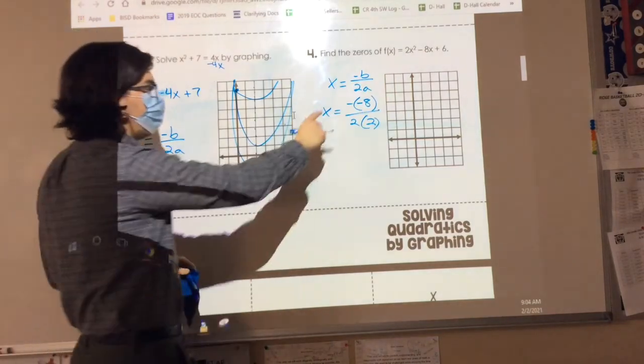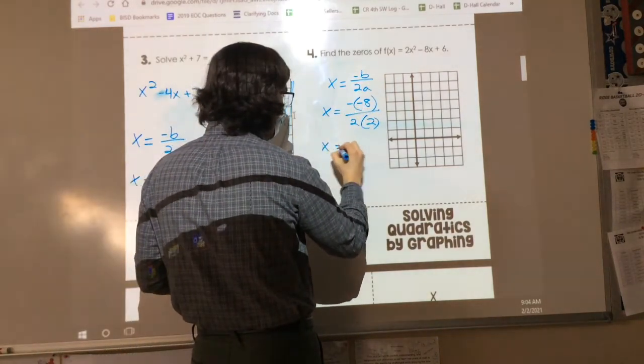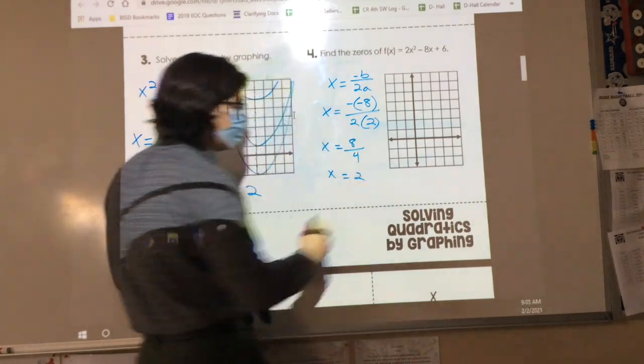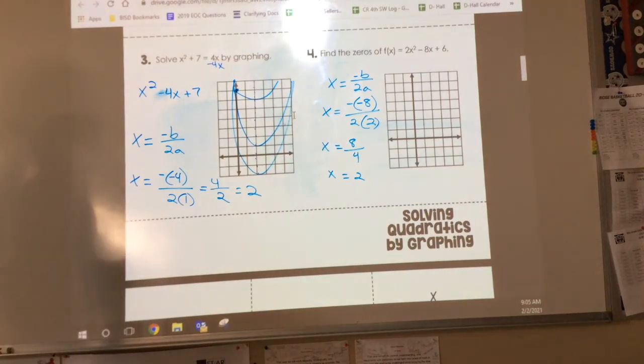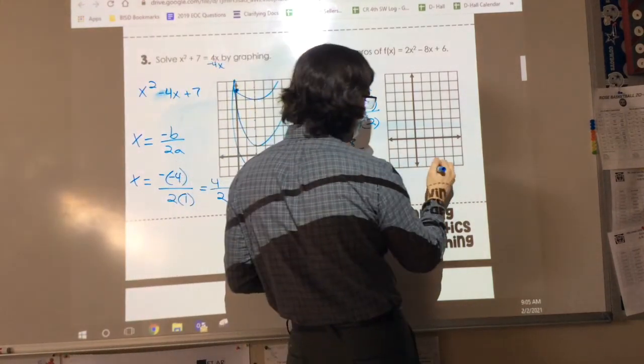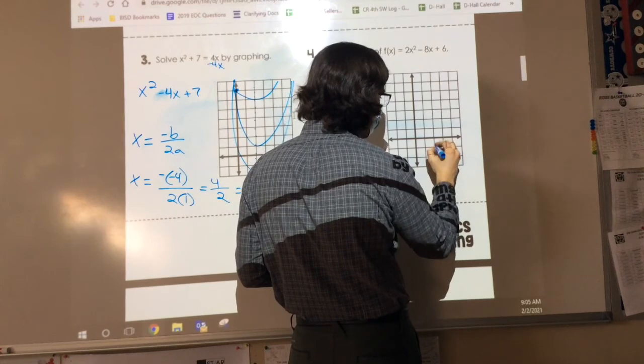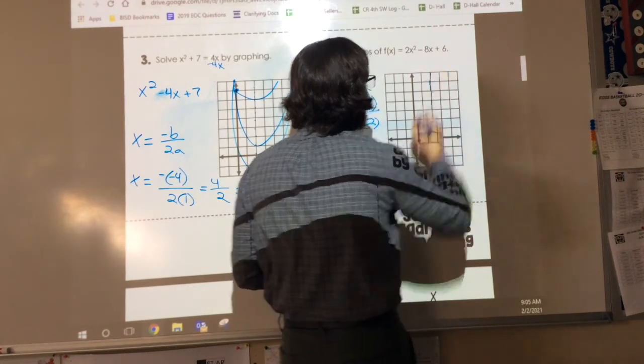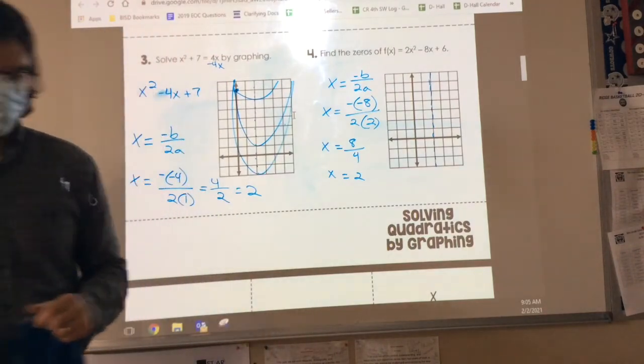Okay? Well, negative 1 times negative 8 is going to give me 8. 2 times 2 is 4. So just like Hayden said, x equals 2. So what that means is that my vertical line, my axis of symmetry, is going to go right through here. Is everybody okay with that?